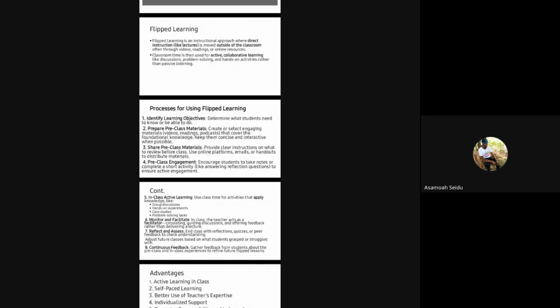Okay. And then share the pre-class material with them. You can use online platforms like emails or student handouts, or you can distribute materials to students. If you have money that much, or the school can help you, you can print it and then share it to every student to have access to it.